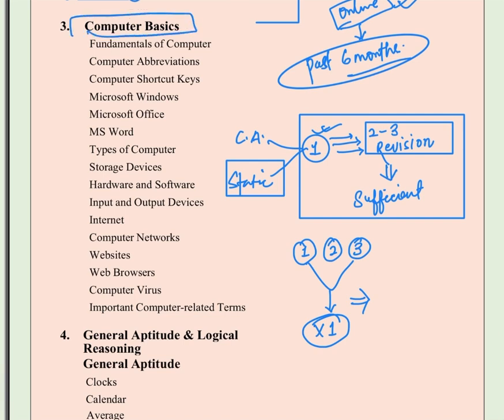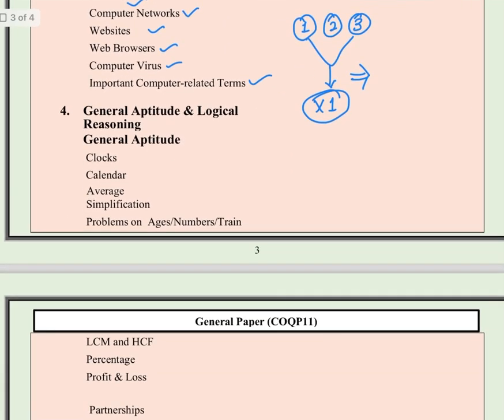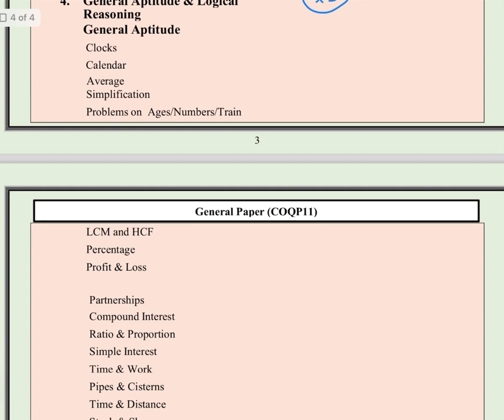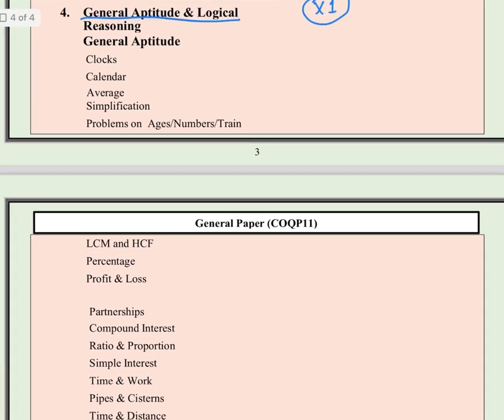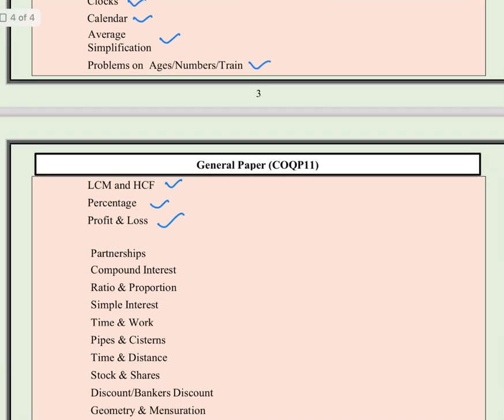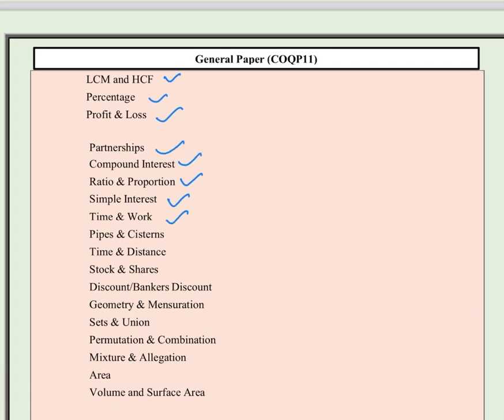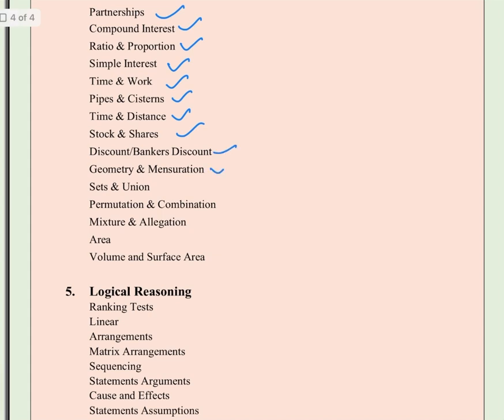Next thing is computer basics. Again, any book or any YouTube video that you can watch, just complete these topics, have some short notes, and then you are done. Next thing is general aptitude and logical reasoning. Again, any YouTube video in which teachers teach these topics, you can complete these topics, and before the exam you have to revise the same thing twice or thrice.